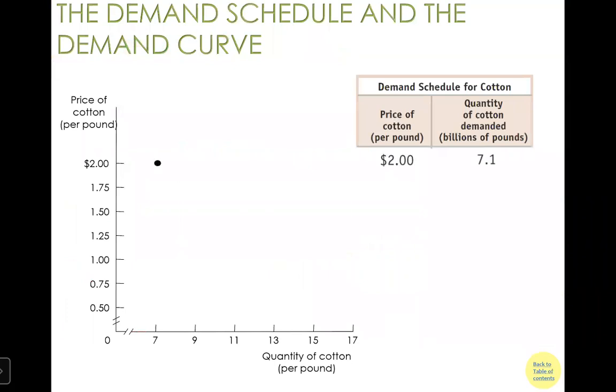Now let's learn this demand curve through this numeric example. So we are going to look at a demand schedule. Essentially, it just shows us how quantity demanded on the right hand side of this table varies with the price of the commodity. And here we look at cotton.